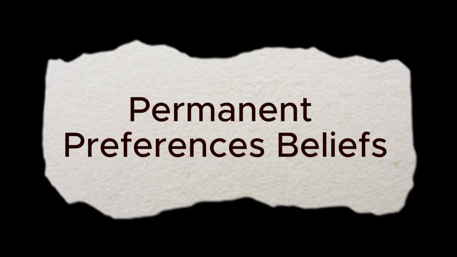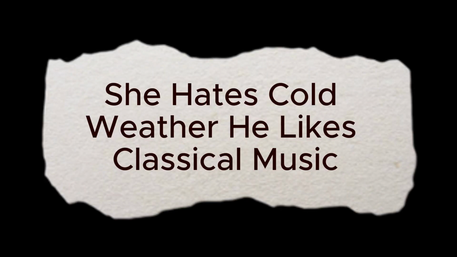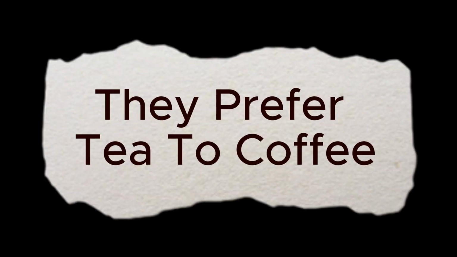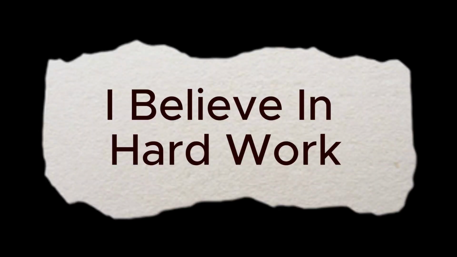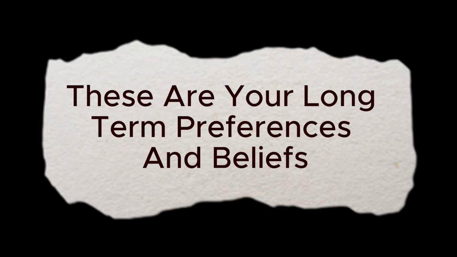Permanent preferences, beliefs, opinions. Examples: I love chocolate. She hates cold weather. He likes classical music. They prefer tea to coffee. I believe in hard work. She thinks learning languages is important. These are your long-term preferences and beliefs, not just temporary feelings.